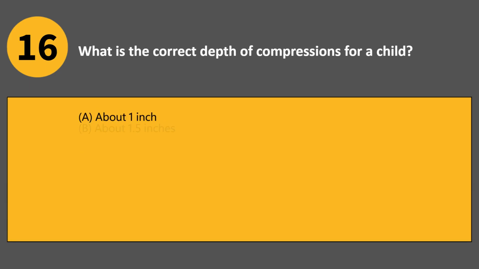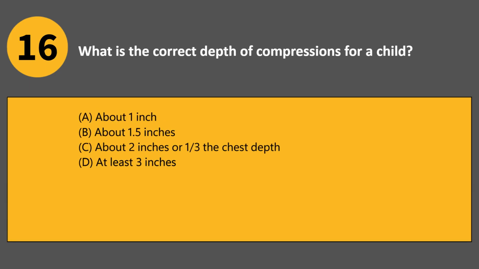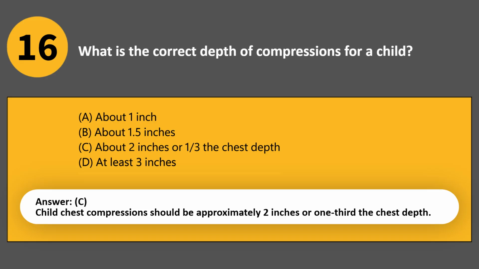What is the correct depth of compressions for a child? A. About 1 inch. B. About 1.5 inches. C. About 2 inches or 1/3 the chest depth. D. At least 3 inches. Answer C. Child chest compressions should be approximately 2 inches or 1/3 the chest depth.